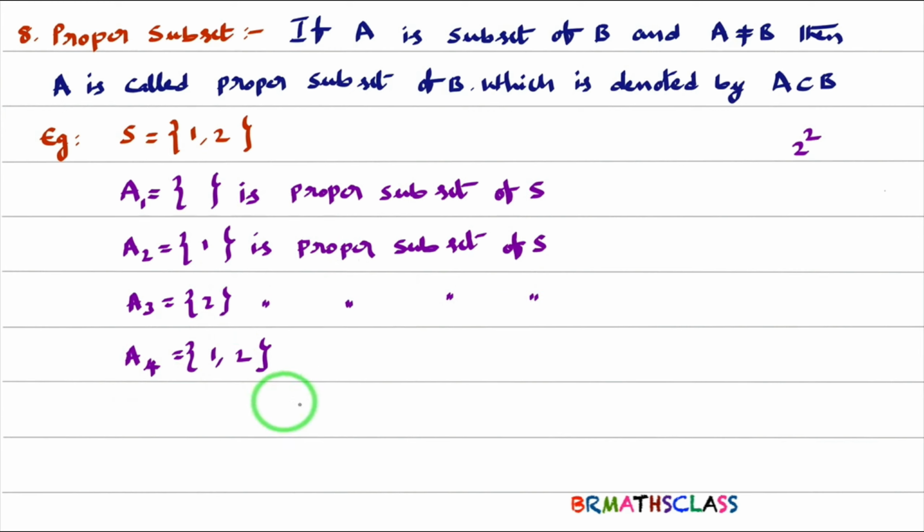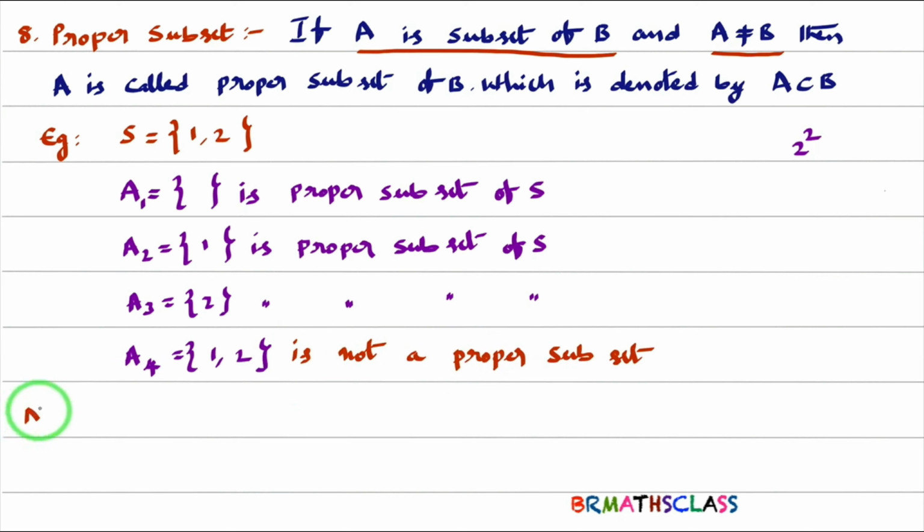And what about this A4? You observe this set. Is A4 a subset of S? We know that every set is a subset of itself. So here A4 is a subset of S because all the elements present in A4 are present in S. Is A4 the same as S? Yes, A4 is the same as S. But actually what is the definition of a proper subset? If A is a subset of B and A is not equal to B, then A is called a proper subset of B. Here it is a subset of S, but these two are equal. So it is not a proper subset.